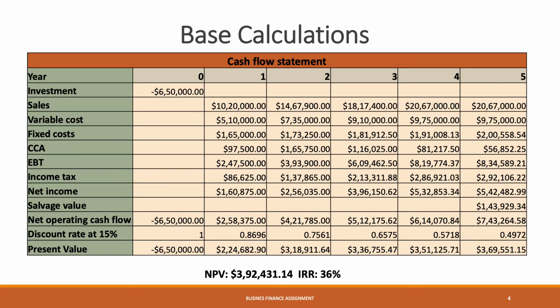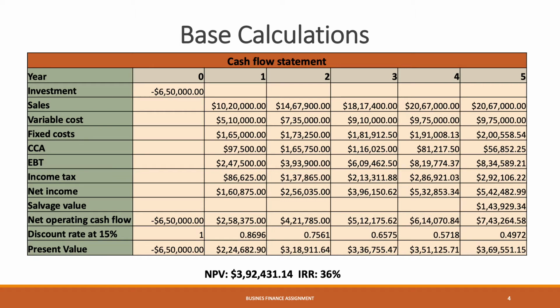The next row shows the earnings before tax. After that, the income tax is calculated at the rate of 35%. And the next row shows the net income for the next 5 years. Next is the salvage value for the 5th year when we are selling the machinery. And from this we can infer that the book value of the machinery is less than the salvage value. So there's a gain on the sale of the equipment after 5 years.